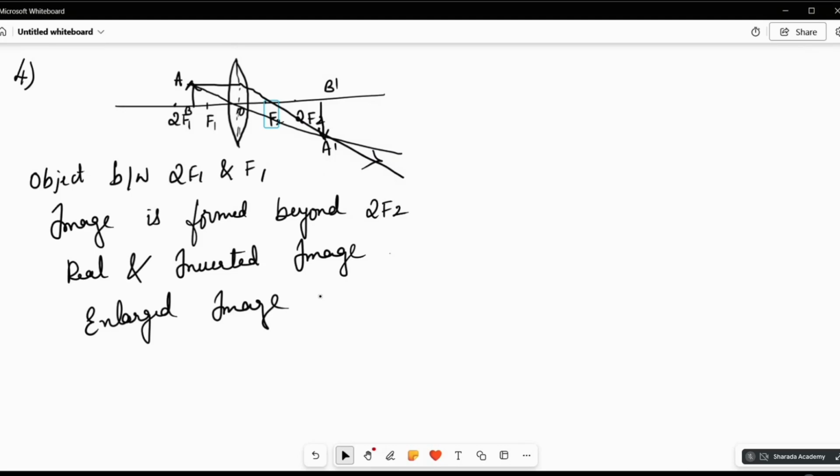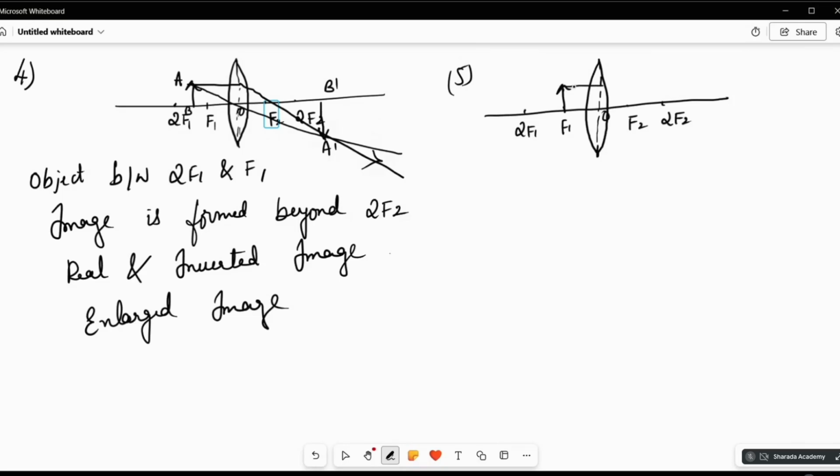Then the fifth one, now object at F1. Now we will get the image at infinity. If you keep the object at infinity, we will get the image at F. When you keep the object at F, we will get the image at infinity.